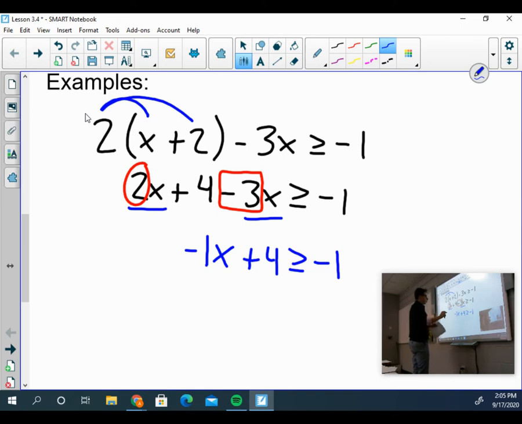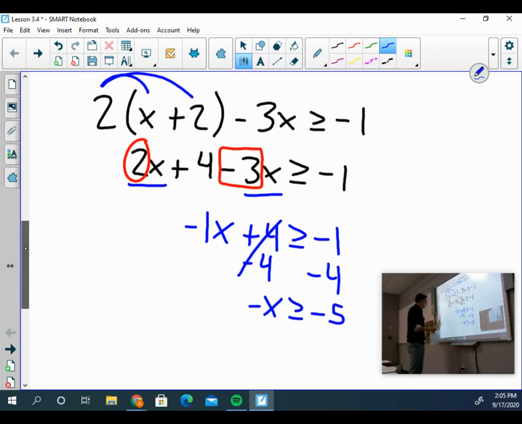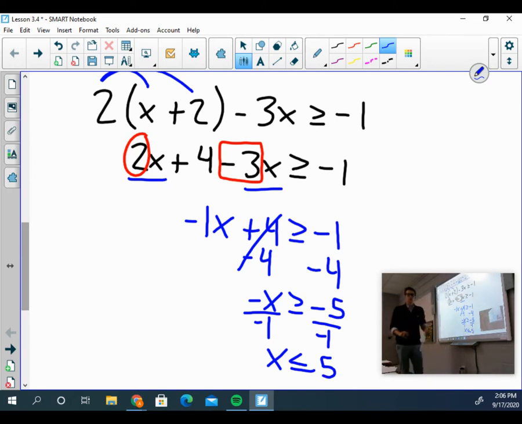Okay, final steps here. You're probably pretty good at this point. Go ahead and subtract 4 from both sides. When I do that, I get negative x is greater than or equal to negative 5. And at this point, you're probably on cruise control. Divide by, remember, if there's just a negative there and there's no number in front, it's negative 1. So divide by negative 1 on both sides. And I get x is less than or equal to 5. Because again, negative 5 divided by negative 1 is 5.